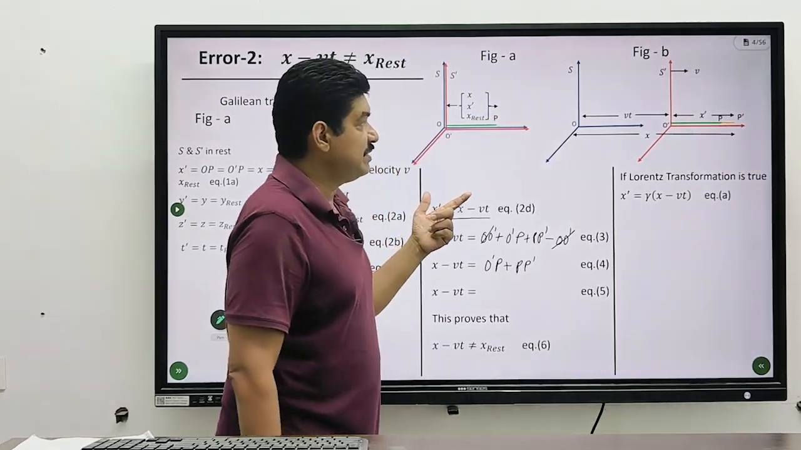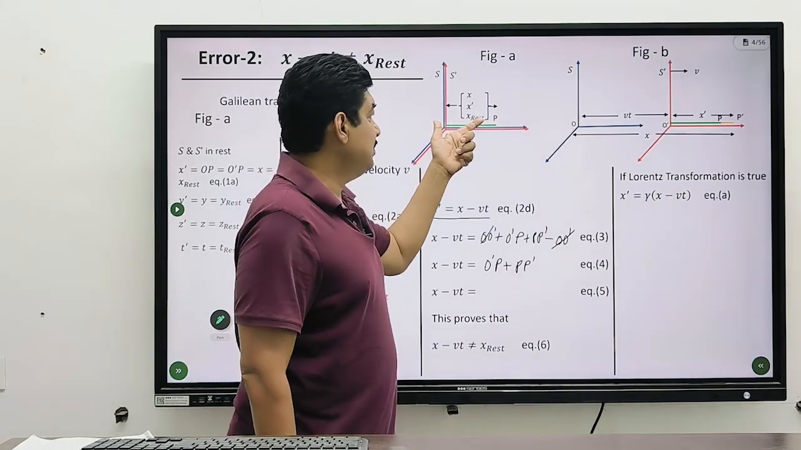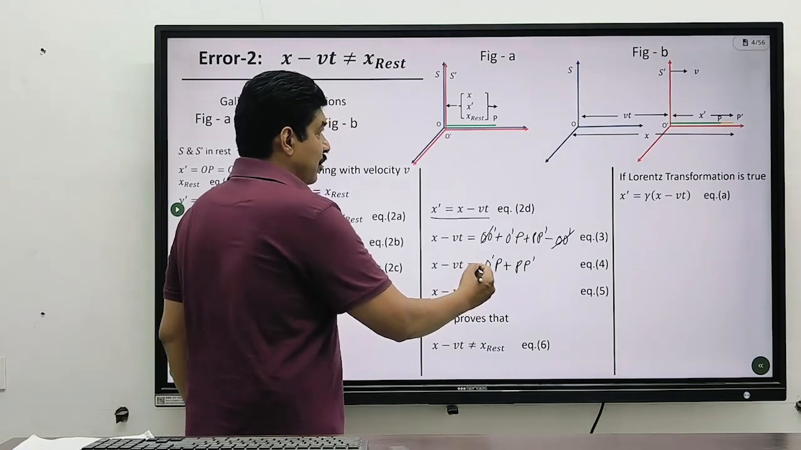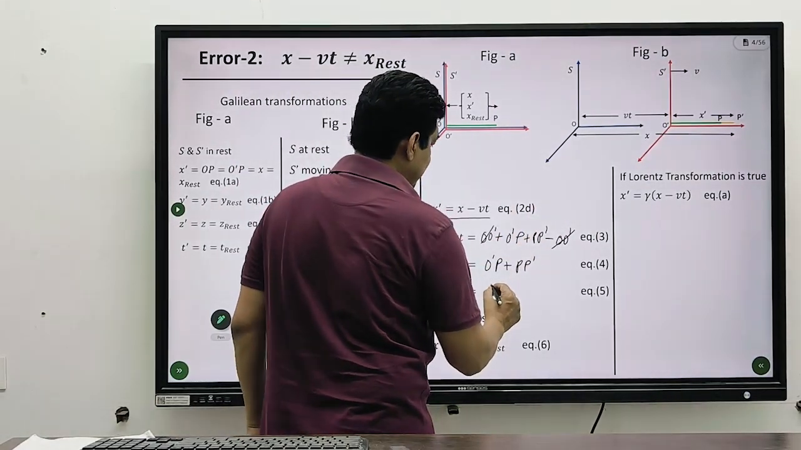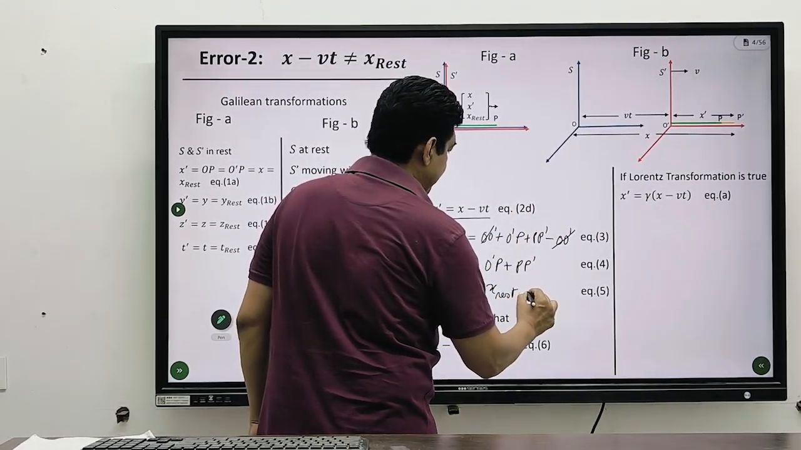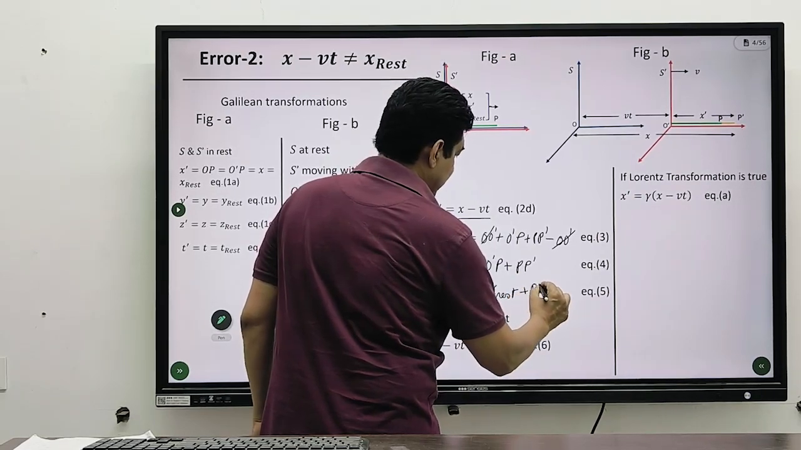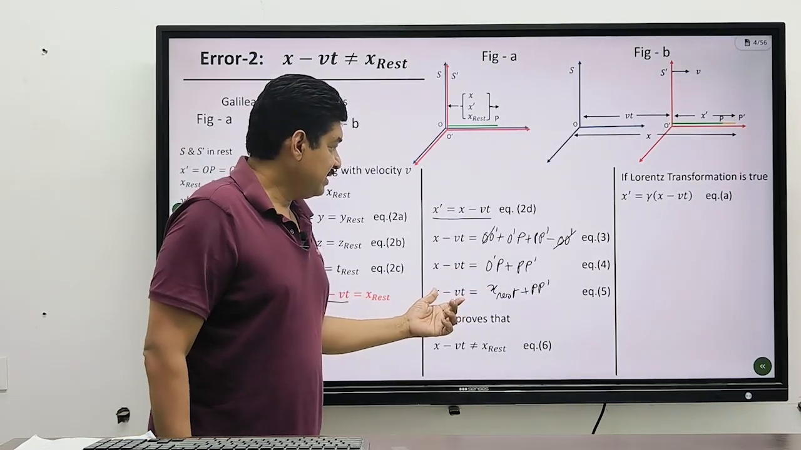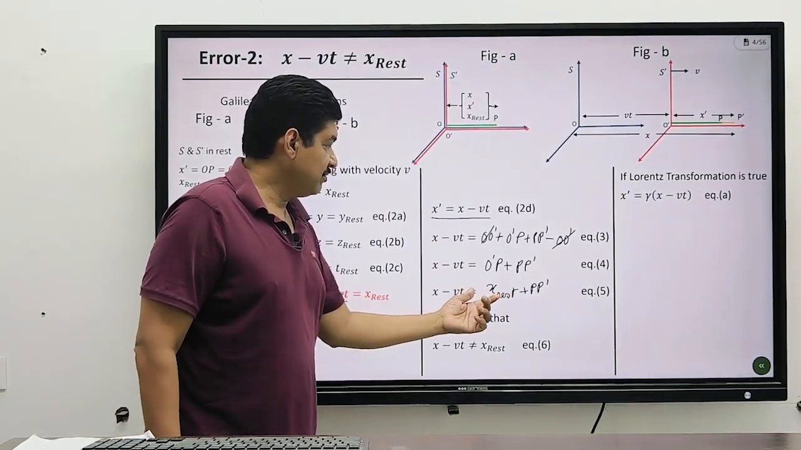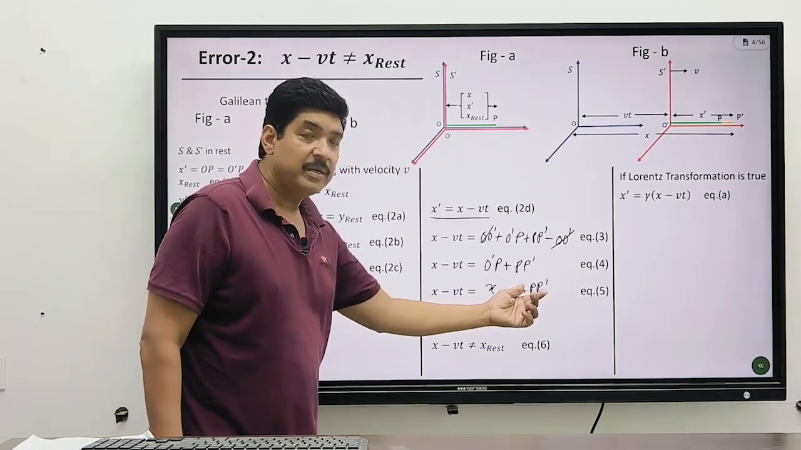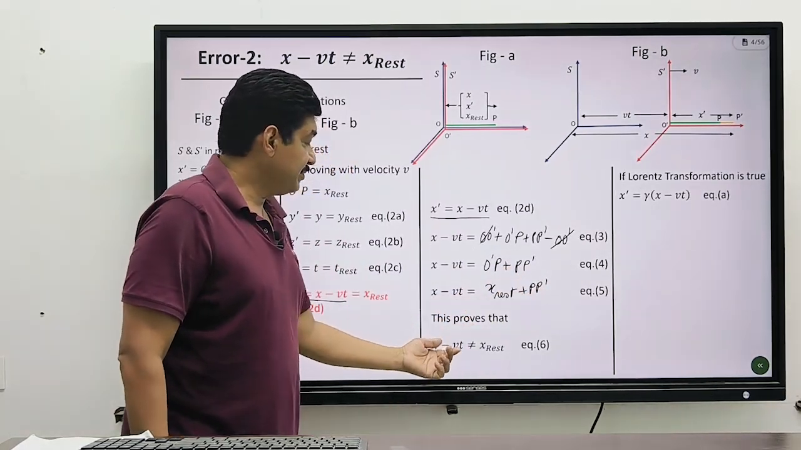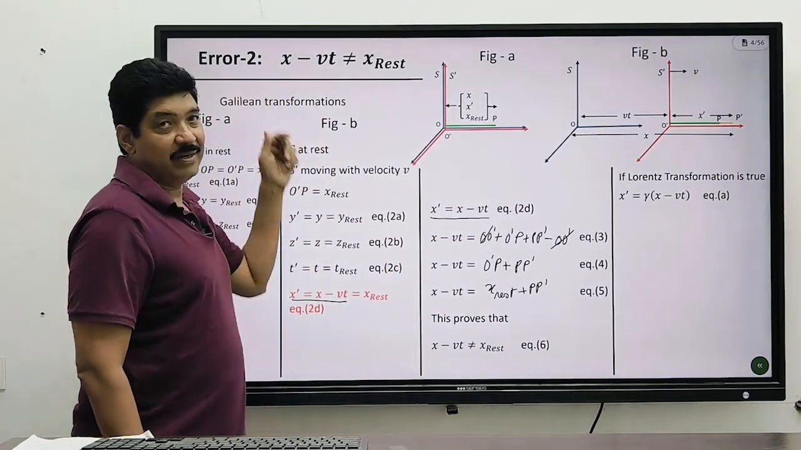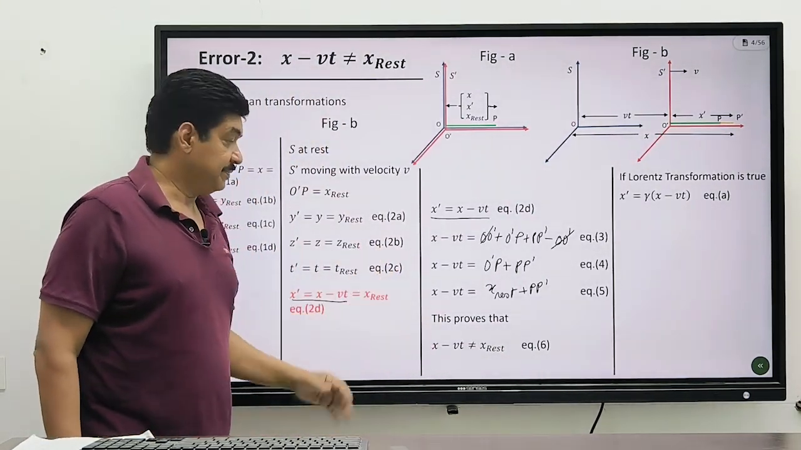And what the Galilean transformation says, there should be no transformation. So this length has to be equal to this length. So O prime P is actually equal to x rest and this P prime. Now when you verify, this x minus vt is not equal to x rest. It is the addition of P prime. Therefore, x minus vt is not equal to x rest. This is the second error which has been proved mathematically.